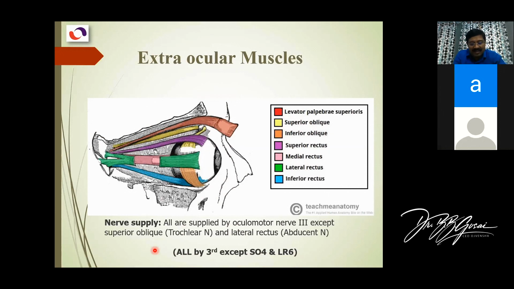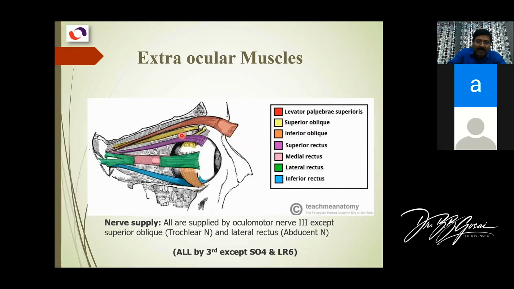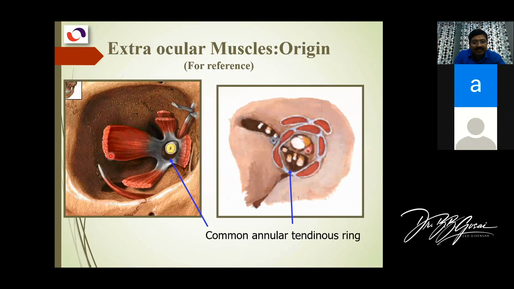Now we discuss the levator palpebrae superioris. This is the origin of all the muscles, as I mentioned, from the apex of the orbit. In the previous diagram I showed you they are coming from here, right? If you see from within, it looks like this. This is the apex. This is the optic nerve. And this is the ring around the optic canal. This ring is known as the annular tendinous ring, named after a scientist: the ring of Zinn.